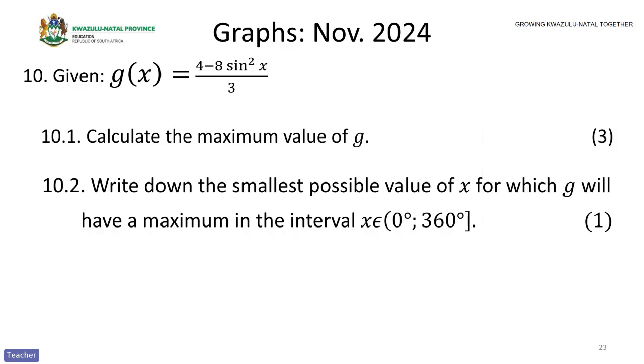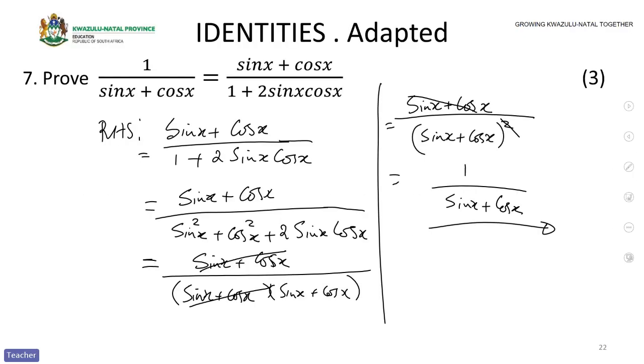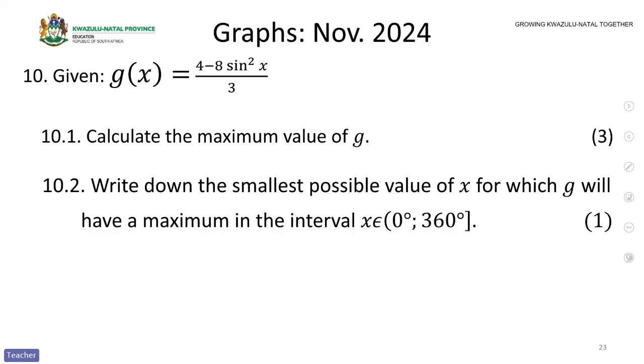We are given this function, and it says calculate the maximum value of G. This is the graph, good people, and it says here at x equal to. What do we have to understand in this one? This is a function, and we need to simplify it.